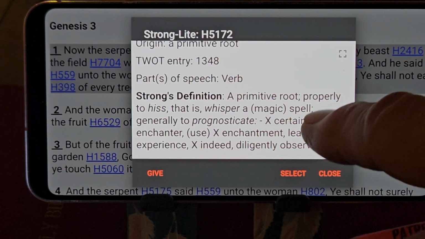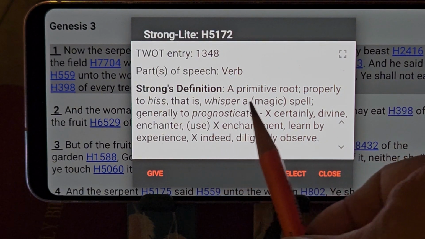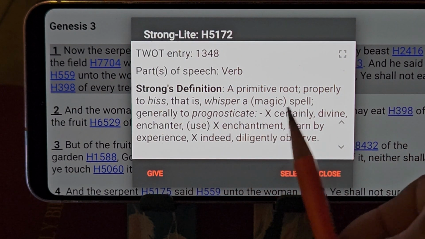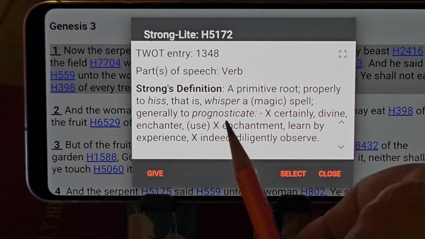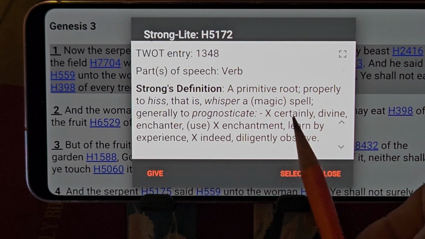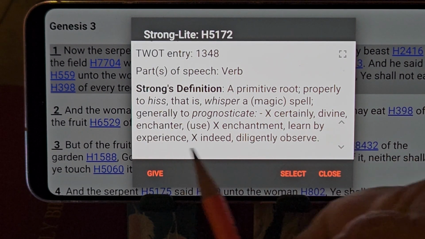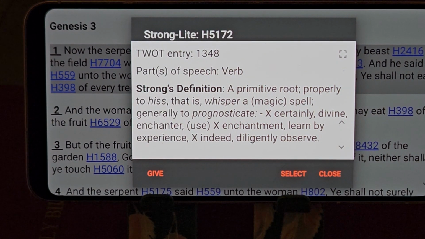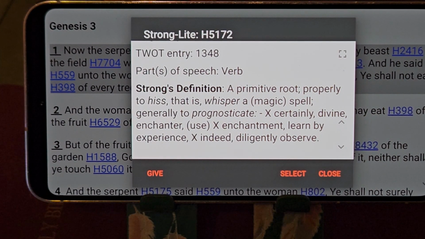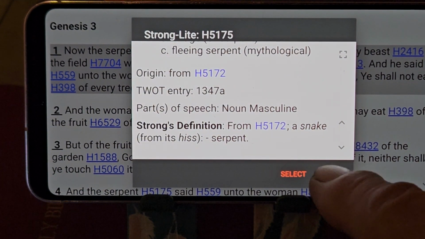It is a primitive root, properly to hiss, or that is to whisper a magic spell, generally to prognosticate, to tell the future, or to divine the future, to be an enchanter. So we see that this serpent is not defined as Satan, but is a character that is opposing God.